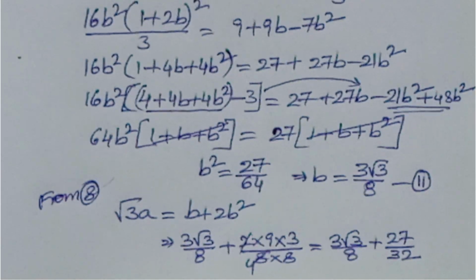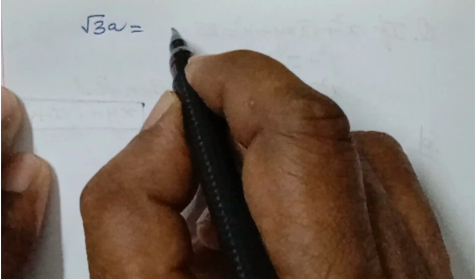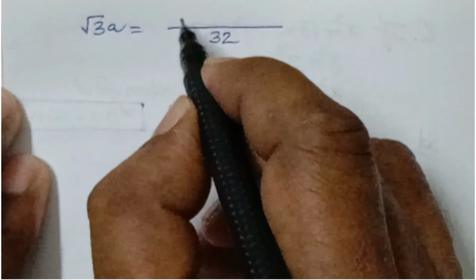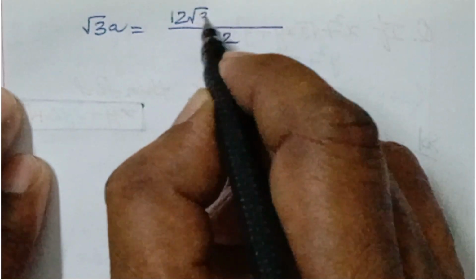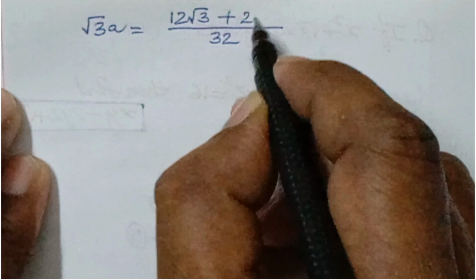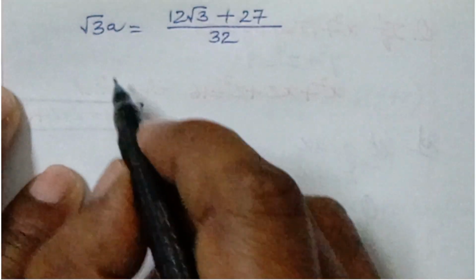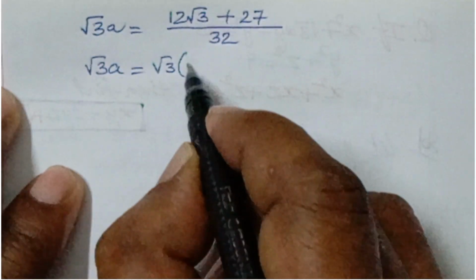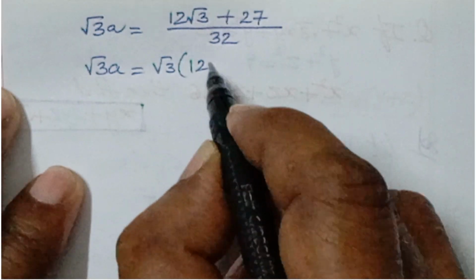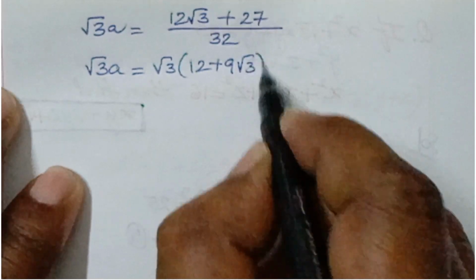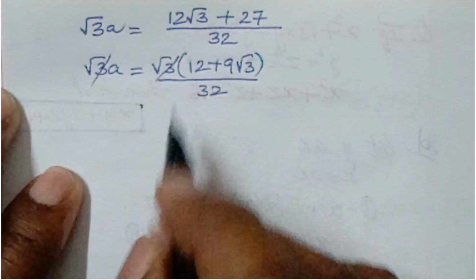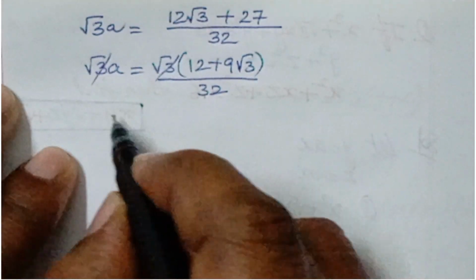Okay, I will continue in the next. Root 3a is equal to, here LCM will take 32. So here 12 root 3 plus 27. So root 3 can take common, root 3 if you take common, 12 plus 9 root 3 by 32. So root 3 cancels. A value is this one.